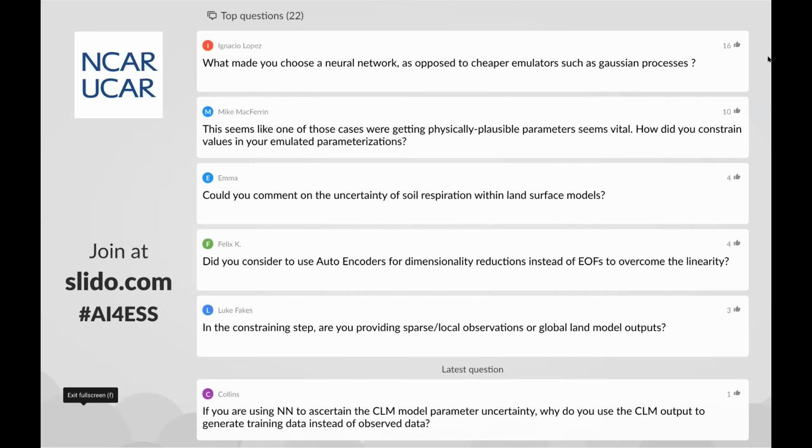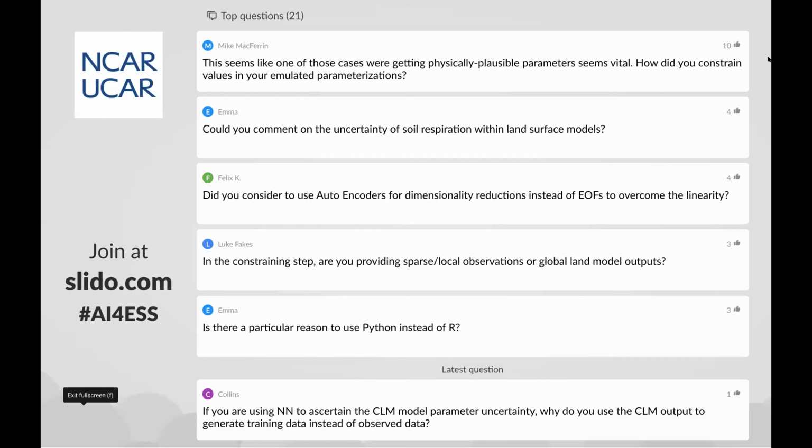Next question is from Mike. This seems like one of those cases where getting physically plausible parameter sets seems vital. How did you constrain values in your emulated parameterizations? Okay, I think perhaps this is asking about how I set the uncertainty ranges for the parameters before I did the sampling and before I ran the perturbed physics ensemble. And that's a great question.